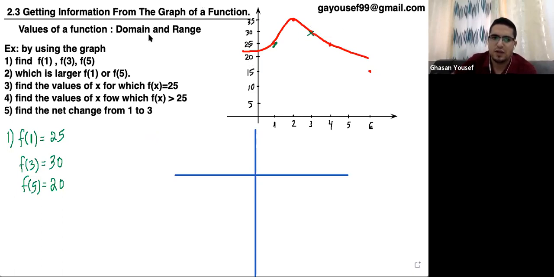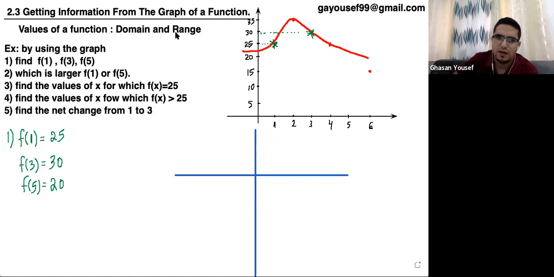Okay, so the same thing. For the first question, find f of 1. You have to graph a vertical line and see exactly where the vertical line intersects the curve, and then find the y value. Just draw a horizontal line and see where it crosses the y-axis. So f of 1 is 25.